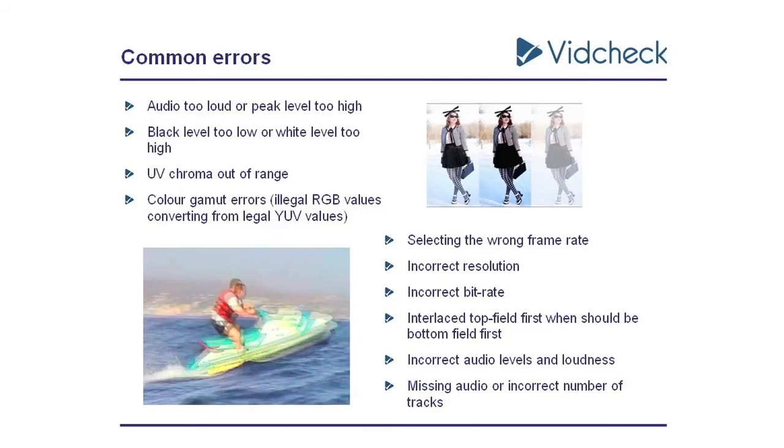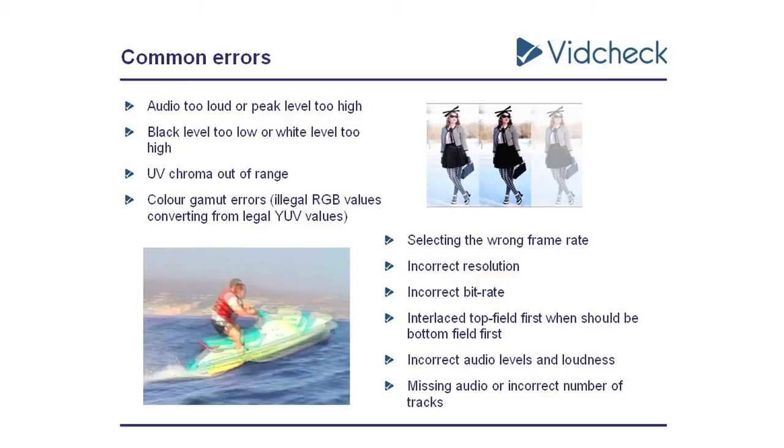Let's have a look at some of the common errors in video files. These could include artistic decisions during post-production. For example, let's say a post house is trying to make their audio really punchy. This could result in the audio being too loud or the peak level being too high. Or maybe the black level is too low, the UV chroma is out of range, or there are colour gamut errors. These errors could occur during post-production when adjusting the levels, or simply by choosing the wrong options when it comes to rendering the file.